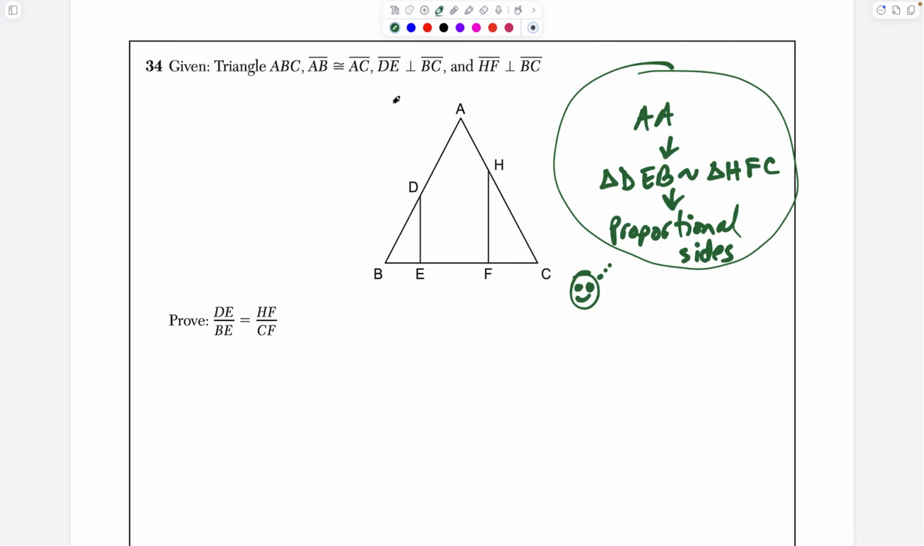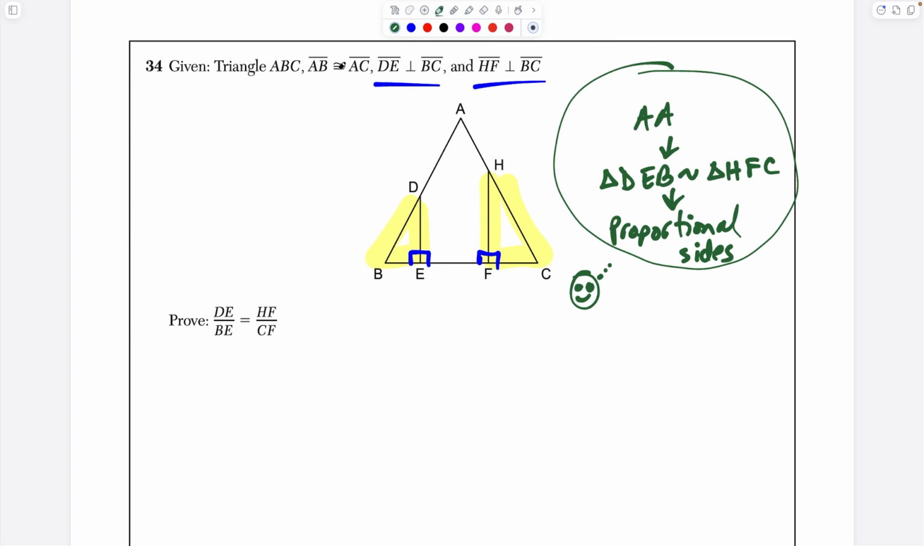So now I can start transferring the givens over to the diagram. So I look here and they told us DE is perpendicular to BC. That allows us to say that we have right angles over here. They also told us HF is perpendicular to BC, so we have right angles over here. So if I focus on the two triangles I'm trying to show are similar, so far I have one pair of congruent angles because they both have a right angle.